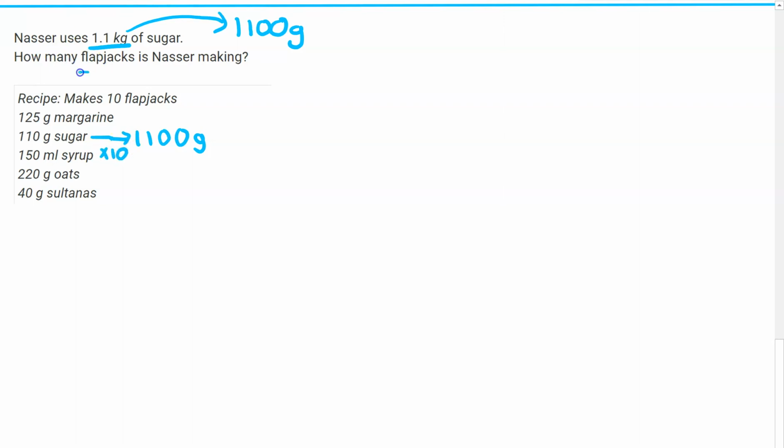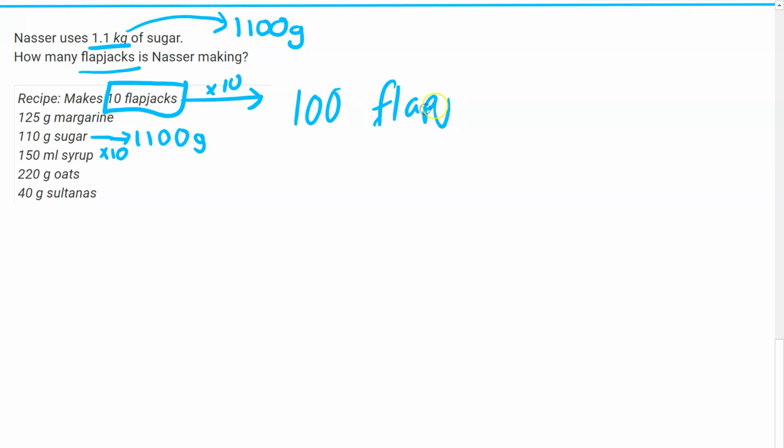So, how many flapjacks is Nasa making? Well, this was making 10. We've been told we've got to multiply by 10, so he's now making 100 flapjacks. That's a bit more like it, rather than just 2.